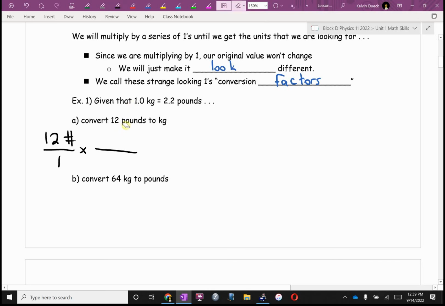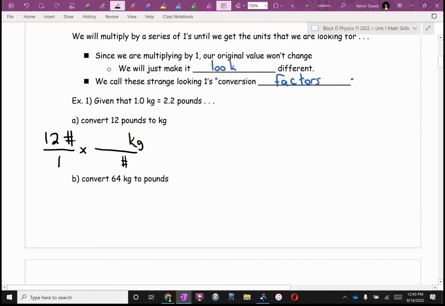It says it wants me to convert pounds to kilograms. What that really is saying is I want to get rid of pounds. Where is pounds in the original fraction here? On the top or on the bottom? Where should I put pounds in my conversion factor if I want it to cancel them? Bottom. I'm going to put pounds right there. Do you know what's going to go on the top? Kilograms, the other unit that they gave me in my conversion factor.